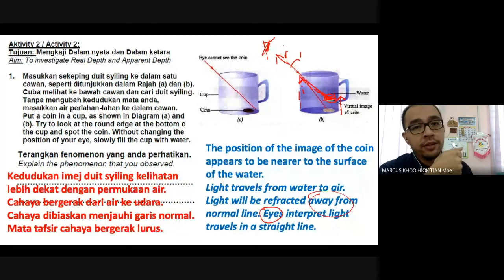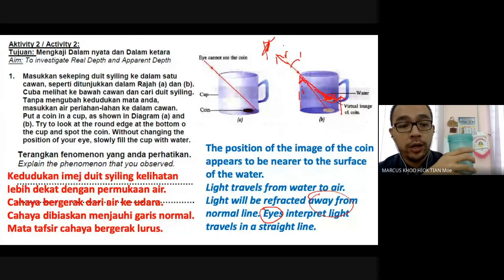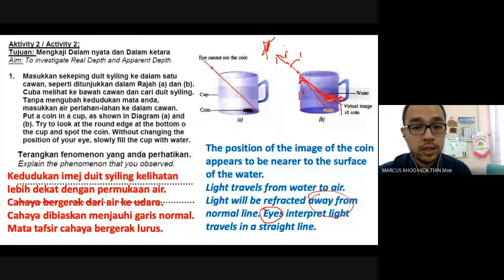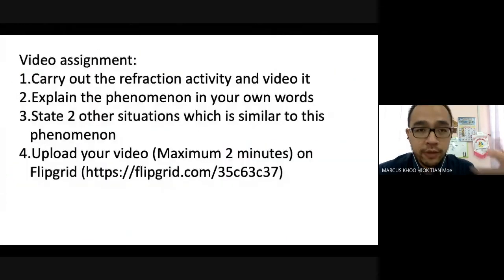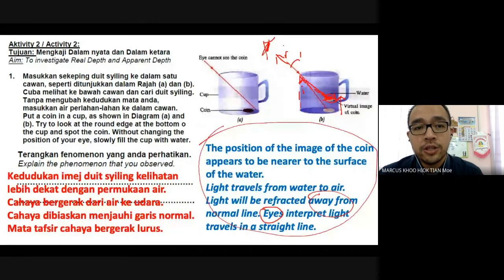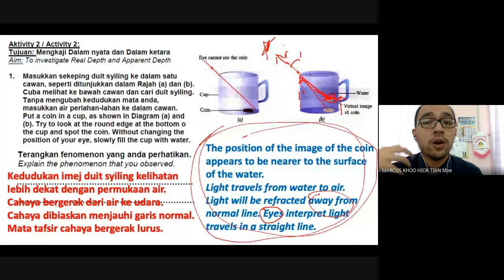You angle the video in such a way that you cannot see the coin at first. Then you pour in the water and look at the video. After you pour in the water, after a while, you should be able to see the image of the coin. So this is the activity that I want you to do. Take a video of it, and then explain this phenomenon in your own words. Try to not just read from this.